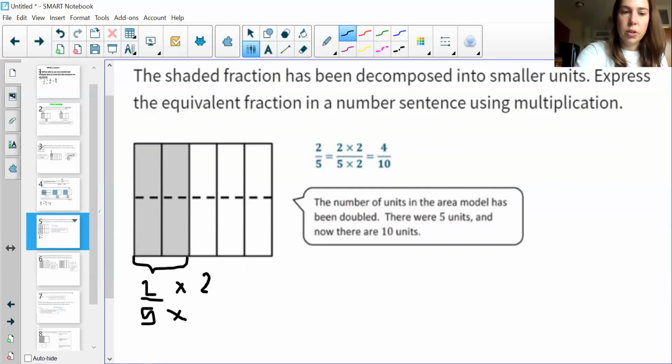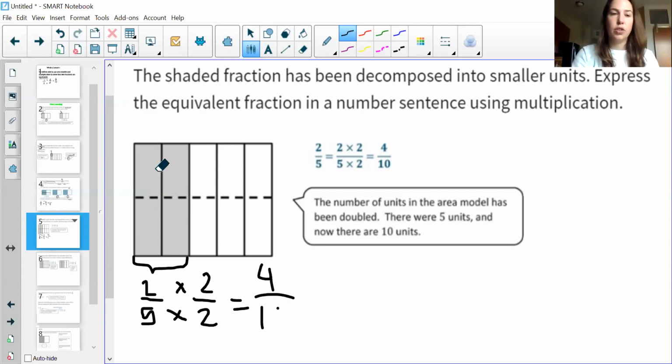Times 2/2. And do the multiplication. 2 times 2 is 4. 5 times 2 is 10. And count if that's true. So 1, 2, 3, 4 are shaded. And we have 1, 2, 3, 4, 5, 6, 7, 8, 9, 10 total. So it's right.